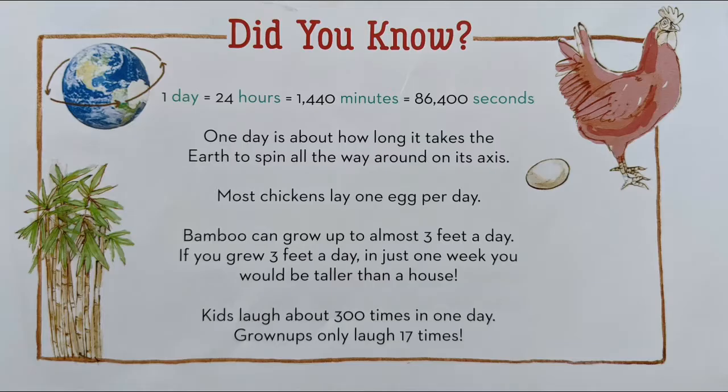No donkey. Did you know 1 day equals 24 hours, equals 1,440 minutes, equals 86,400 seconds? 1 day is about how long it takes the Earth to spin all the way around on its axis. Most chickens lay 1 egg per day. Bamboo can grow up to almost 3 feet a day. If you grew 3 feet a day, in just 1 week, you would be taller than a house. Kids laugh about 300 times in 1 day. Grown-ups only laugh 17 times.